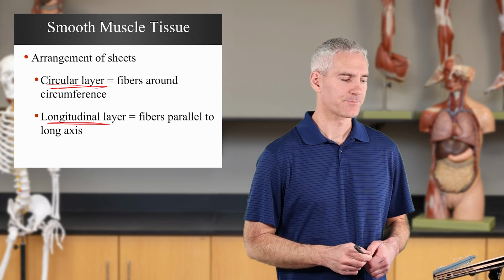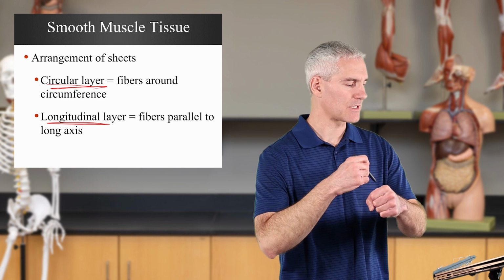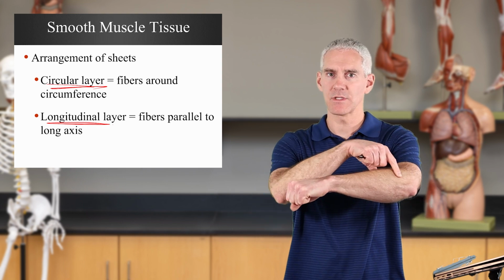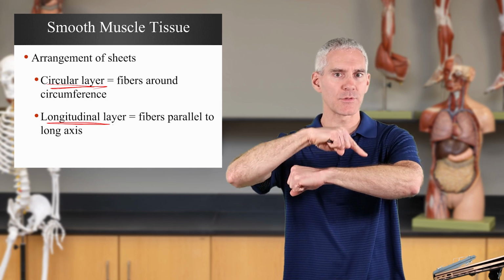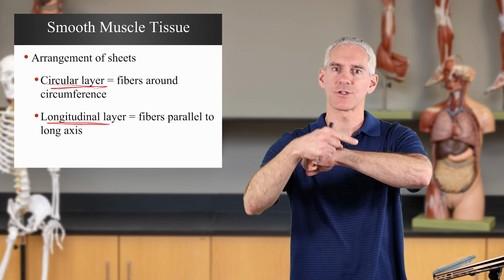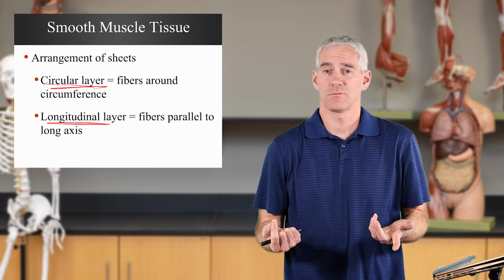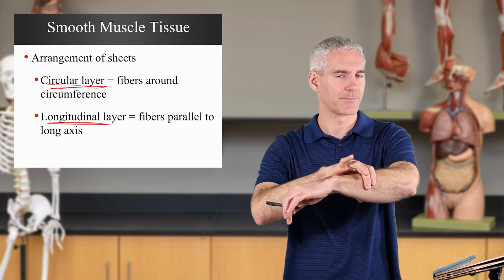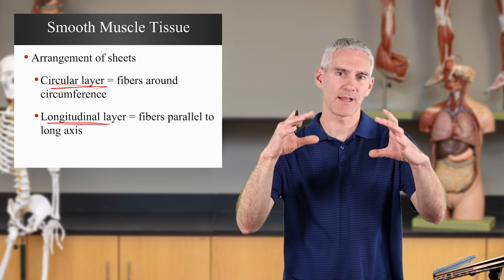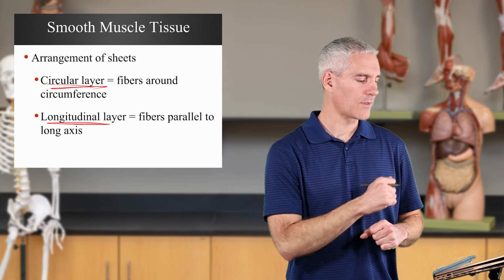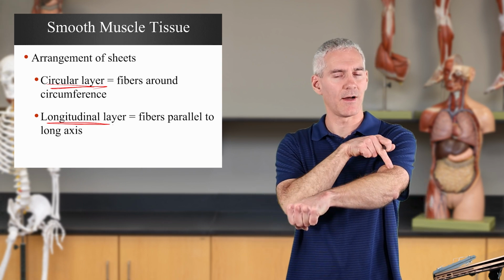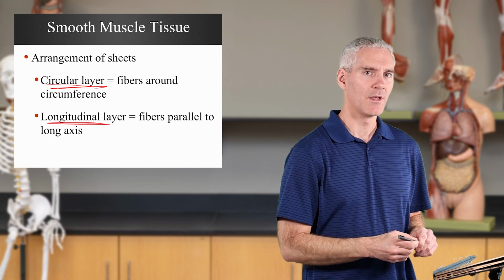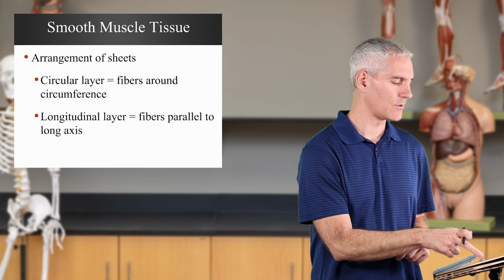What that means is, in the circular layer, the fibers are going around the circumference of the tube. So if this was, let's say, the intestines, the fibers would wrap around it in a circumference. Well, what does that do? It helps to squeeze down at those certain points, creating a little bit smaller area. While the longitudinal fibers run the length of the tube, helping to shorten the tube and keep a little bit of tension in the tube. So we have this circular and longitudinal.